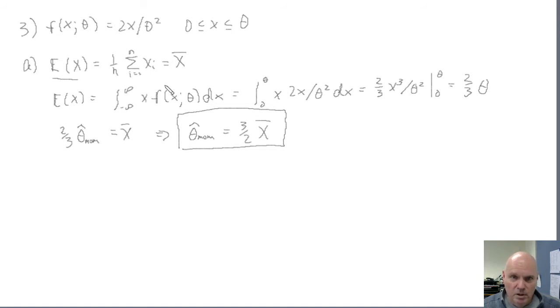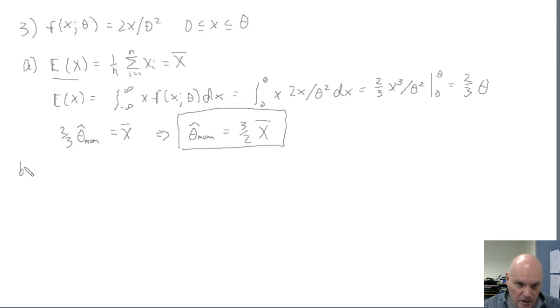Again, if there were two parameters, A and B, or theta 1 and theta 2, I would set the first population moment equal to the first sample moment, like I did here, and then also set the second population moment equal to the second sample moment, so that I would have two equations and hopefully two unknowns, and then I would solve those two equations to come up with the corresponding method of moments estimators.